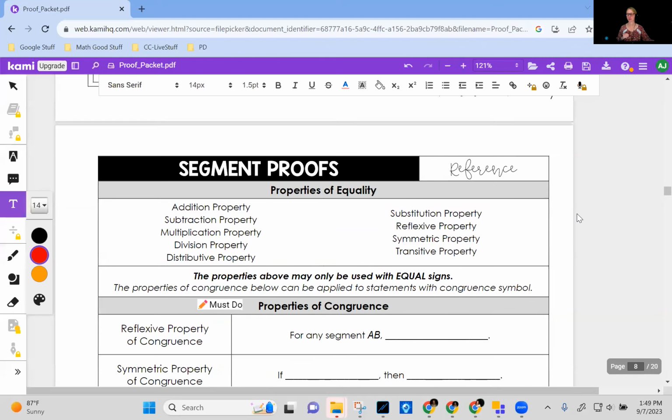So I'm going to go ahead and share my screen. I'm on the wrong one. Here we go. So here is our segment proofs. This is the top of your page. This is what you're going to be working on for this lesson.